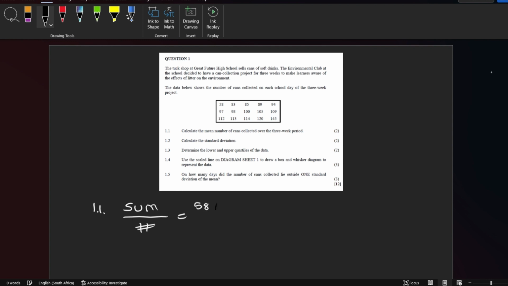So 58 plus 83 plus 85, etc., etc. And we divide it by the number of values, and we can see that there's 15 values. So we'll get that to be 1522 divided by 15, and our mean will be 101.47 cans. Right, so that is the average number of cans, or the mean number of cans collected on each day over the 3-week period.